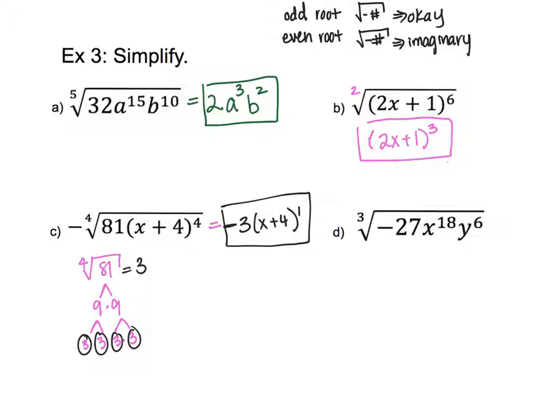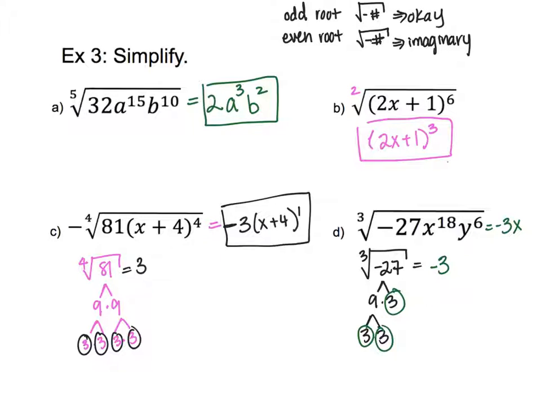So taking a look at this problem here, we are okay to take the cube root because this is an odd root. So in this case, what is the cube root of negative 27? Well, if I build a factor tree, this is 9 times 3. 9 can be decomposed as 3 times 3. So it looks like I have 3 3's here, so it's a 3. But because it's a negative 27, I need a negative 3.